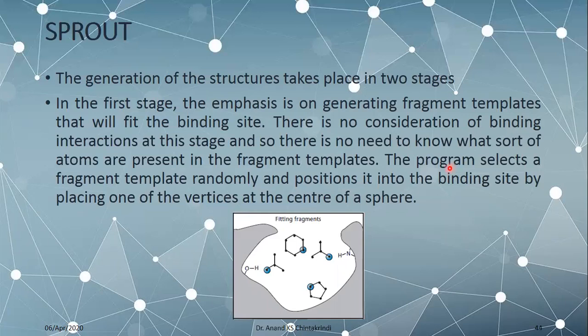This selection is purely random and positioned by placing one of the vertices at the center of the sphere. You can see the problem of combinatorial explosion here. This vertex can be placed here, or if this vertex is placed here, then this linkage will be different now, and you can see the orientations of this. So if this is a cyclohexane ring, the boat and chair conformations will alter the orientation as well.